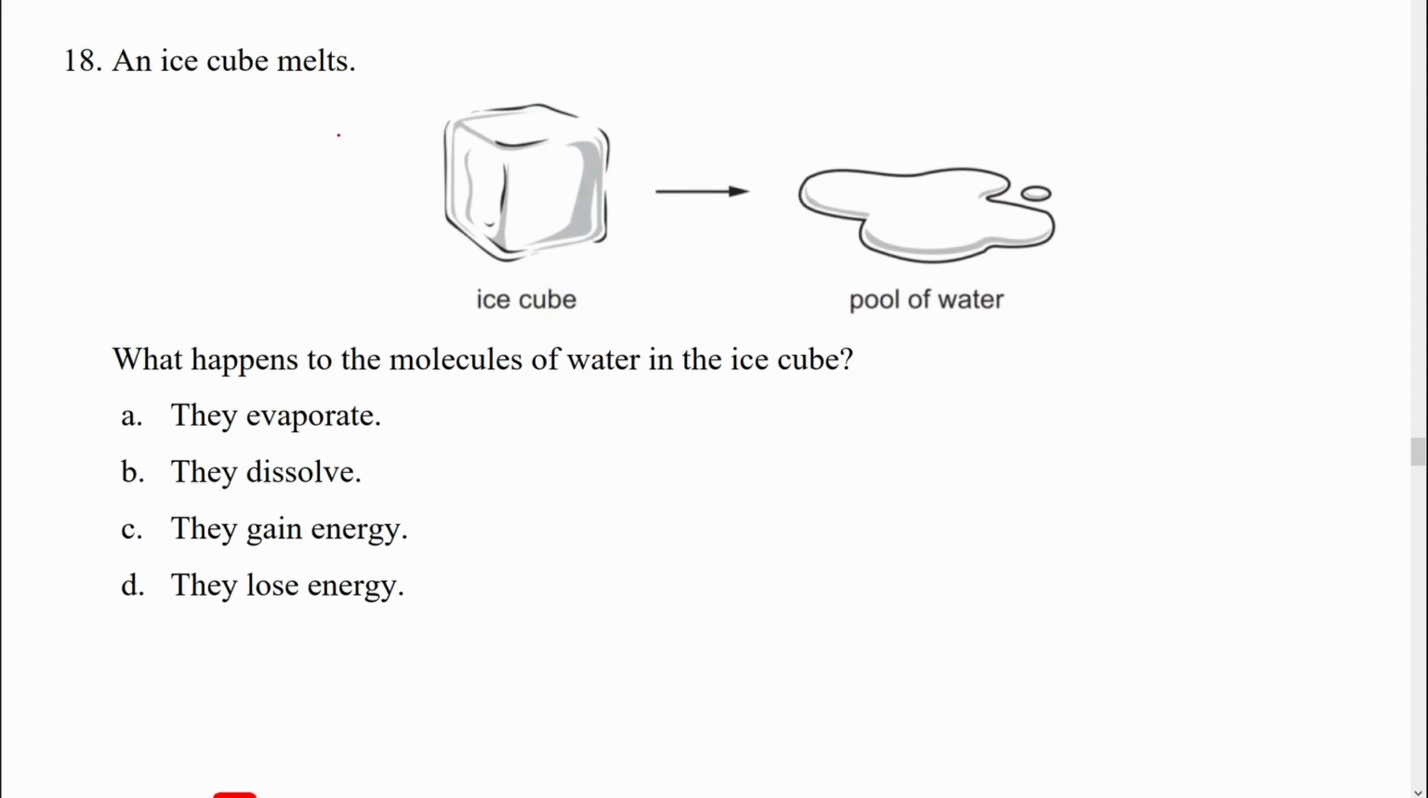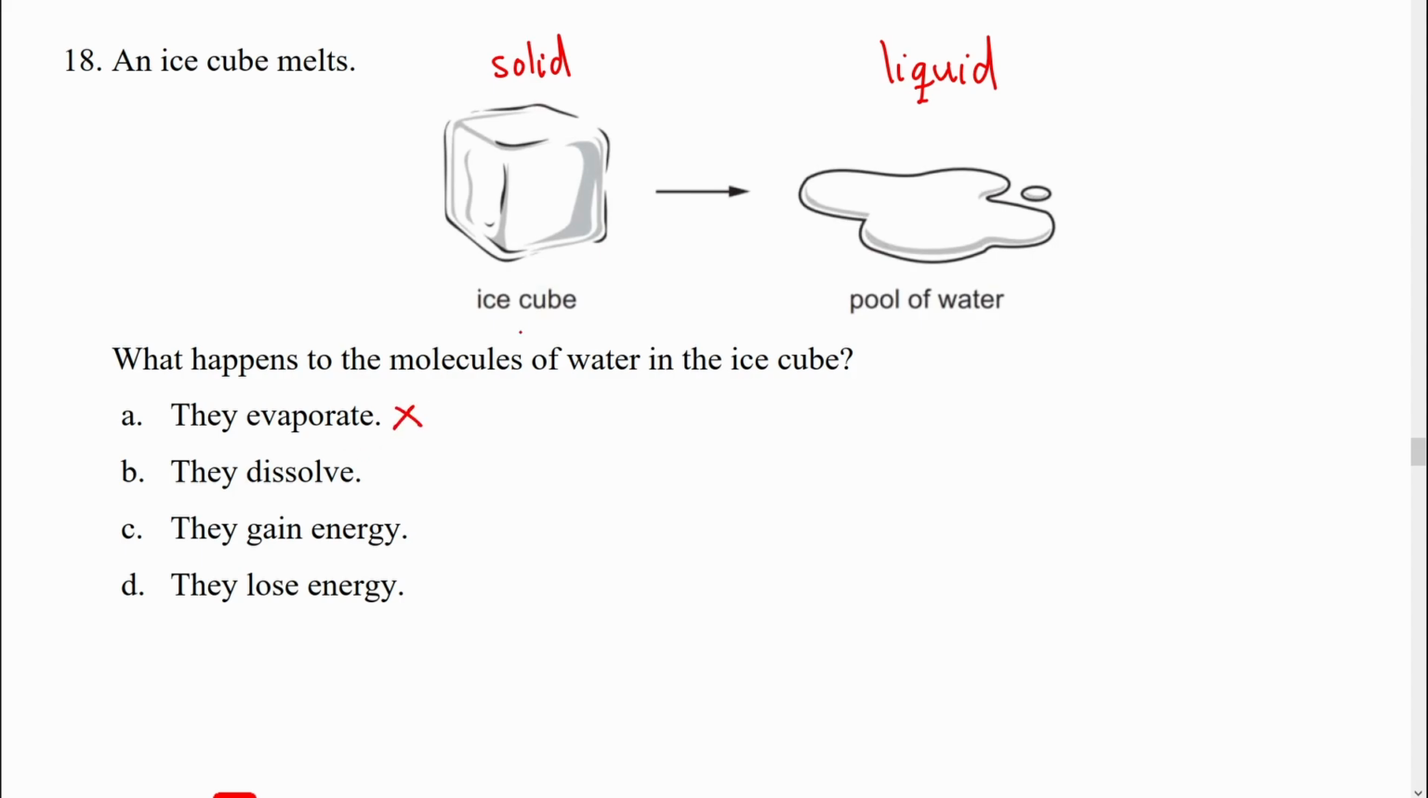Question 18. An ice cube melts. What happens to the molecules of water in the ice cube? Okay, now let's take a look. An ice cube means the state is solid, while the pool of water here is liquid. So what will happen when solid turns to liquid? It's not evaporate. Evaporate means from liquid to gas, right? From solid to liquid is what we call melting. So this is wrong.